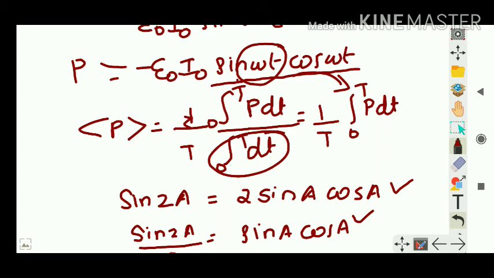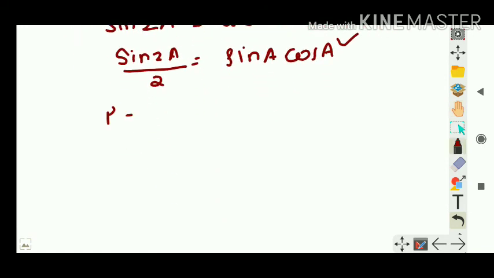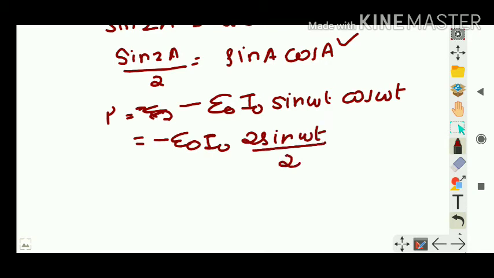See the equation again, guys. What was the power's equation? It was minus epsilon naught I naught sine omega t cos omega t. Now what I am going to write is minus epsilon naught I naught sine 2 omega t whole divided by 2. Clear? Now I am going to find the average power from this.